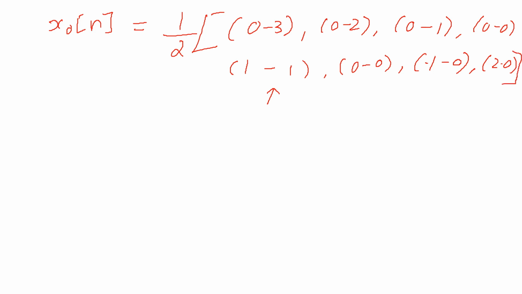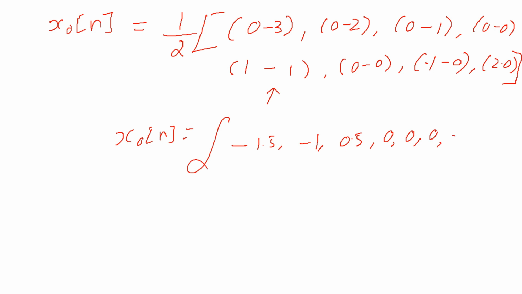Anything I am missing? Check it out. Please cross verify. I may commit mistakes. Okay, so the final answer I can write like this one: minus 1.5 comma minus 1, 0.5, 0, 0, 0, minus 0.5, 1, 1.5. So this is the final result of it.